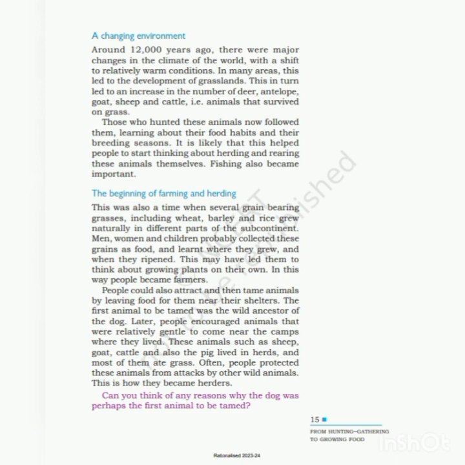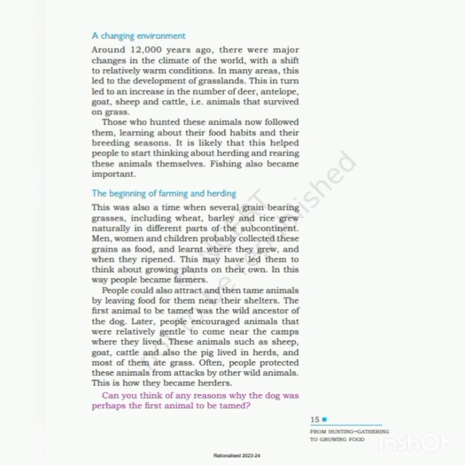Now, regarding a changing environment, around 12,000 years ago, there were major changes in the climate of the world, beginning with the shift to relatively warm conditions. In many areas, this led to the development of grassland, that is, animals that survived on grass. Those who hunted these animals now started following them, learning about their food habits and their breeding seasons also. It is likely that this helped people to start thinking about herding and rearing these animals themselves. And during this time, fishing also became an important source.